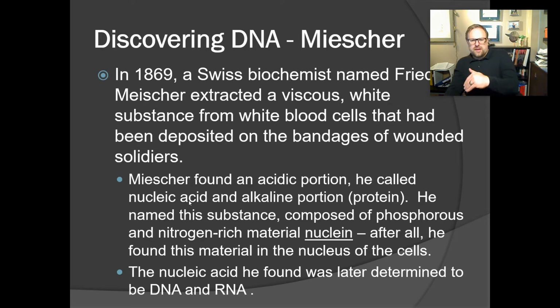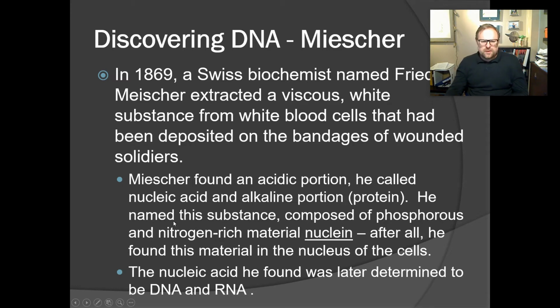Nuclei, nucleic, get it? Okay. And then there was an alkaline portion, a protein portion inside of the nucleus as well. So he had this inkling that there's got to be something in the white blood cells, maybe in the nucleus of those white blood cells, that is allowing stuff to be passed from one generation to the next. So he narrowed it down. He said it could be this nucleic acid thing, or it could be this alkaline thing, this protein.